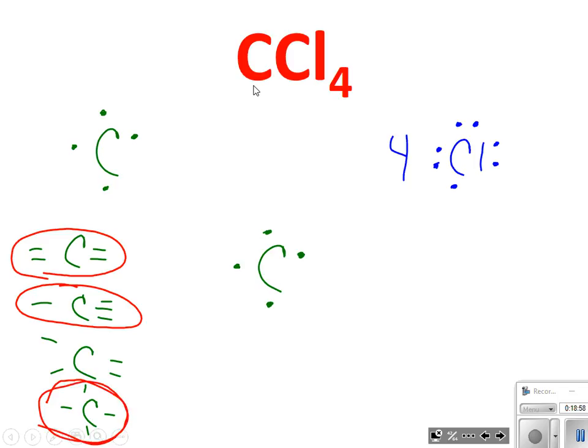So what I'm going to do is I am going to put a single bond with chlorine. I know that chlorine has 7 valence electrons, right? So the blue ones are the chlorine's valence electrons. The green one is the carbon's. What I'm going to do is I'm going to bond all 4 of my chlorines like that.